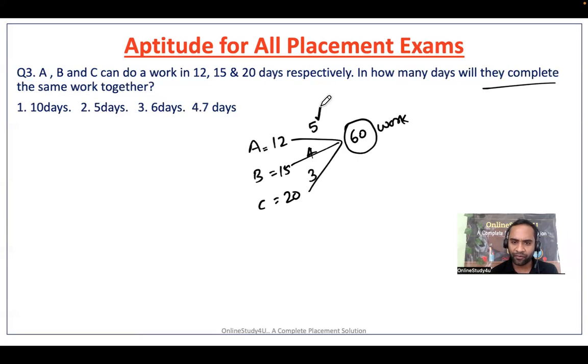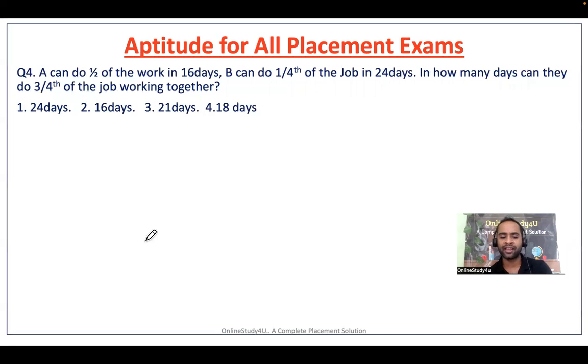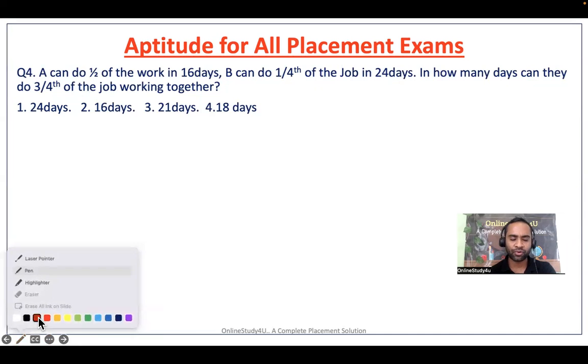That means A can complete 5 work in a day, B can complete 4 work in a day, and C can complete 3 work in a day. If all three work together, they will be able to complete 12 work in a day. Total work is 60. 60 by 12, it is nothing but 5 days. So you will be able to solve the questions within 30 seconds itself. As I said, I have covered all type of questions. You do not have to worry at all.